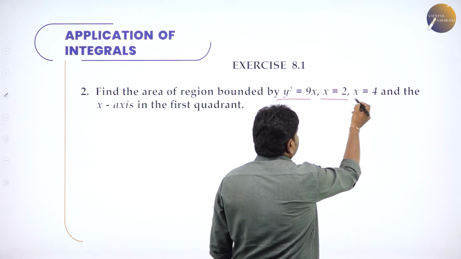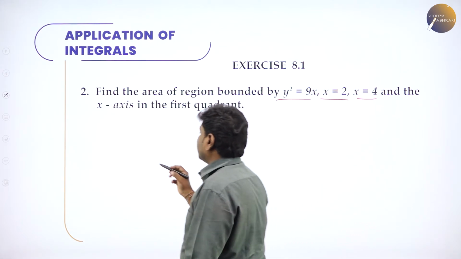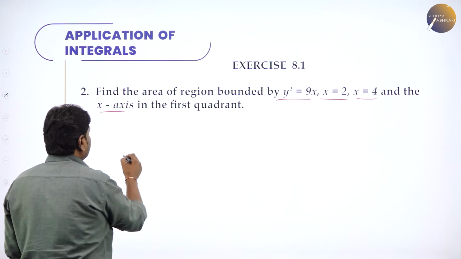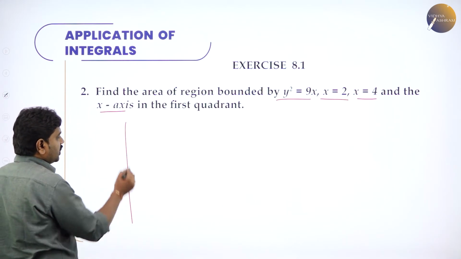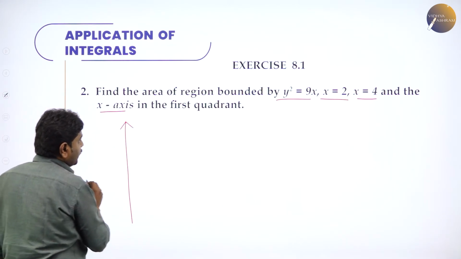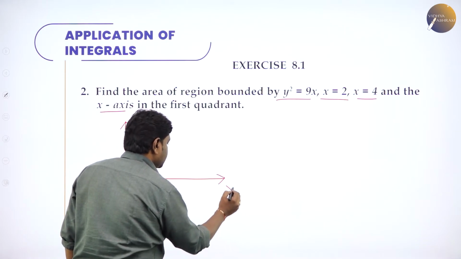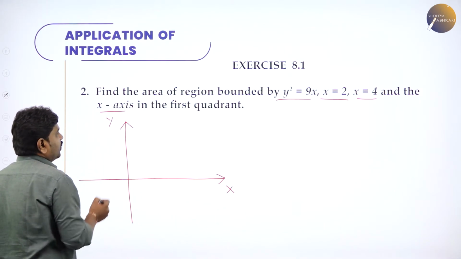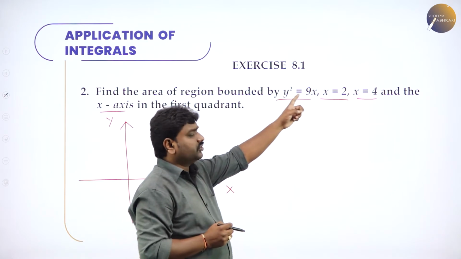Next we have: find the area of region bounded by the curve y square is equal to 9x, x is equal to 2, x is equal to 4 and x-axis. Again a similar question. First our task is to draw the graph. So x-axis, y-axis, and what is the curve? Curve is y square is equal to 9x.